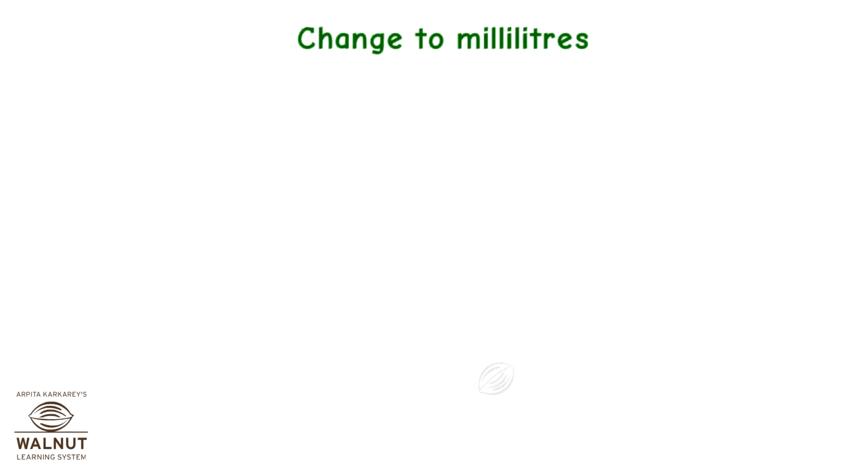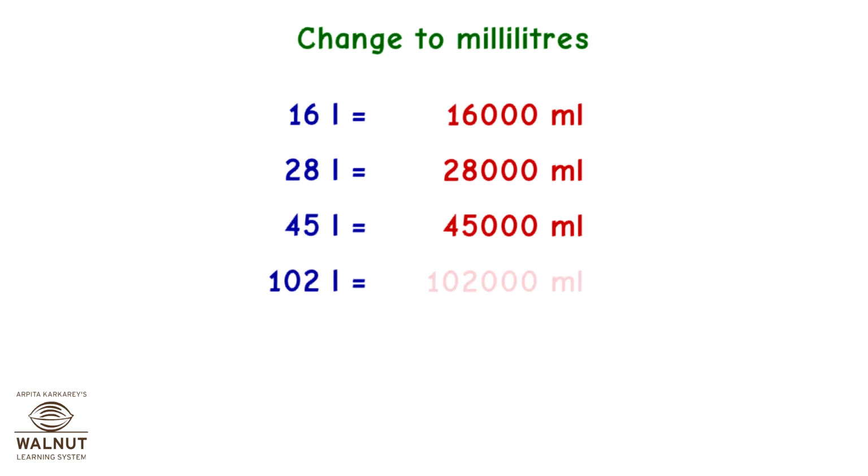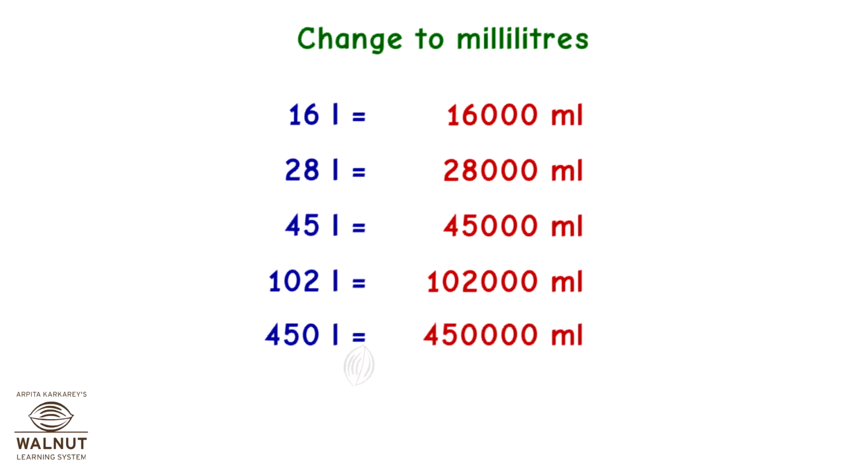Change to milliliters. 16L is equal to 16,000 ml. 28L is equal to 28,000 ml. 45L is equal to 45,000 ml. 102L is equal to 1,02,000 ml. 450L is equal to 4,50,000 ml.